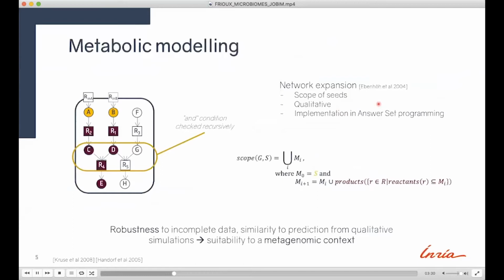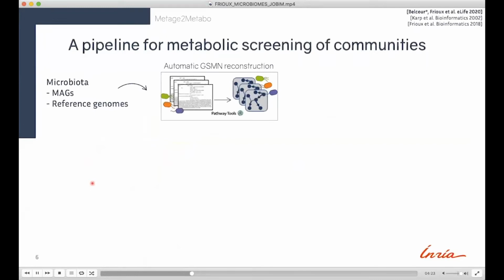So we can't find these interactions just by looking at the metabolic networks. They are static objects, and if we want to simulate metabolic behaviors in specific conditions, specific environments, we need to apply mathematical frameworks to our graphs. Here, we chose a qualitative modeling called network expansion that recursively computes reachable or producible metabolites starting from a set of available nutrients. Here, A and B being nutrients, C, D, and E are the set of reachable or producible metabolites. We implemented this algorithm in answer set programming, ensuring scalability to a large number of metabolic networks, and we used it in our pipeline that I will now present to you.